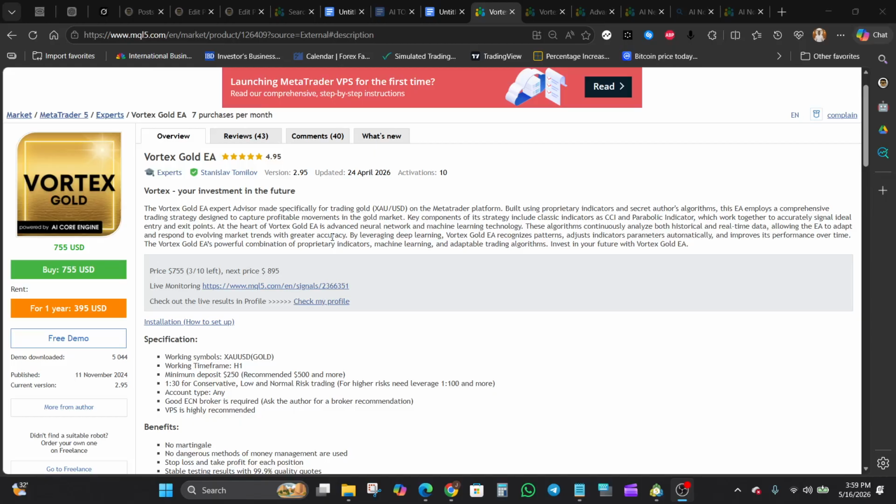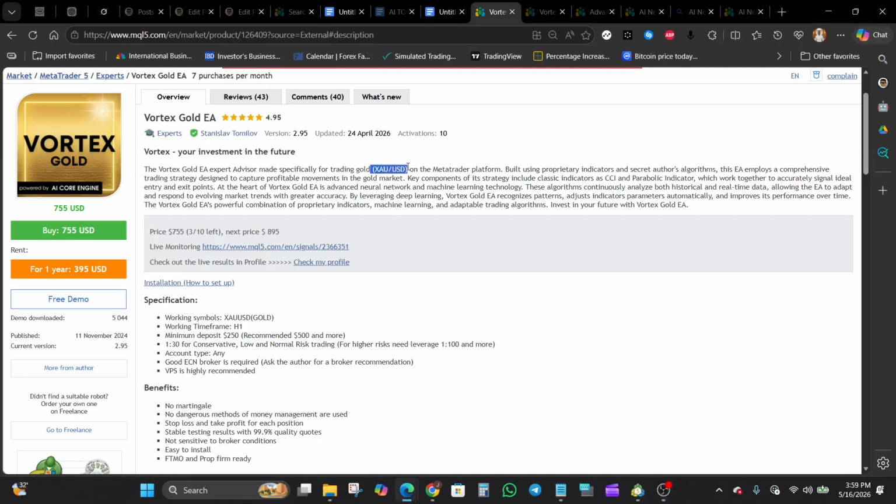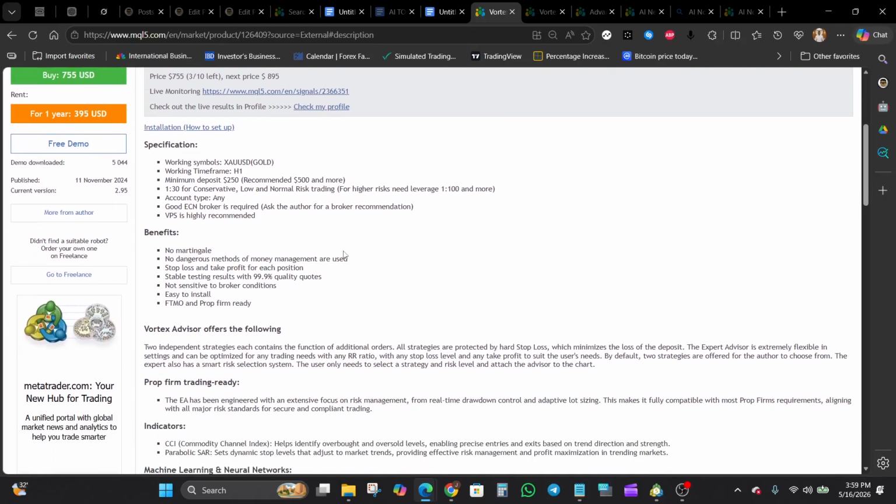Now the description makes it very clear that this EA was specifically built for trading XAUUSD, so gold is the primary focus here. The recommended setup listed on the page is XAUUSD on the H1 time frame with a minimum deposit of $250, although the developer recommends $500 or more. The page also mentions that the EA is designed to work with any account type, but a good ECN broker is recommended, and VPS hosting is strongly suggested for more stable execution.